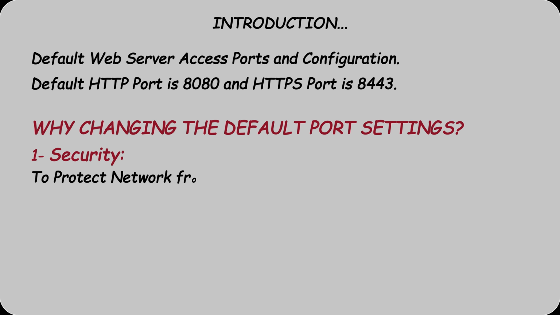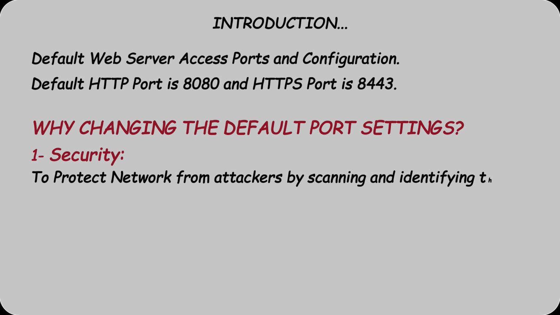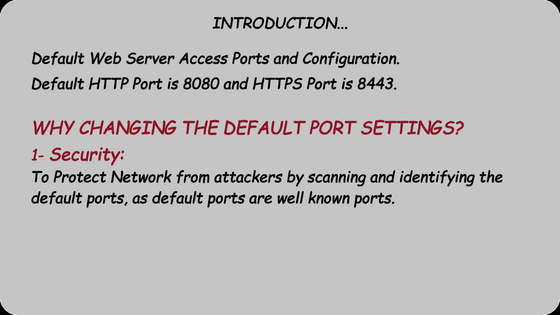1. Security. When default port numbers are used, it becomes easier for attackers to identify services running on a network through port scanning. Since the default UniFi ports are well known, they may become targets for unauthorized access attempts or denial of service attacks. Changing the default port numbers adds an extra layer of security by making the service less predictable. It can help reduce exposure to automated scans and attacks.